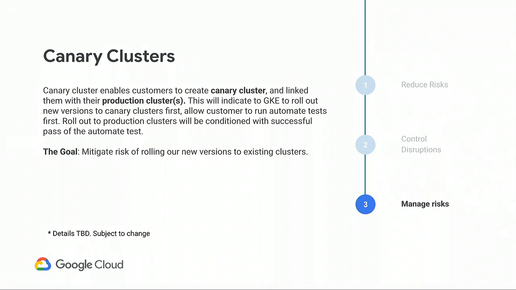But in order to support your risk mitigation, Canary Cluster will allow you to create a cluster and designate it for a Canary or staging environment. That in turn will indicate to us that we should roll out new versions to those Canary clusters before we roll them out to your production clusters. So there will be a kind of mapping between your Canary clusters and your production clusters. So we'll roll out a new version, we'll give you enough time to run your automated tests, to get some confidence, and when you green light the version, we'll continue rolling out the upgrade to production as well.